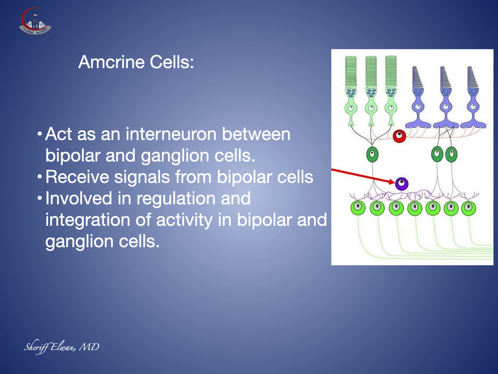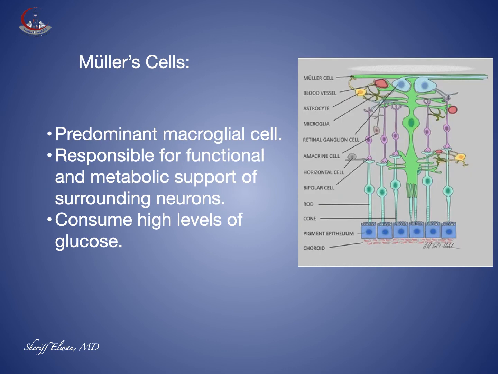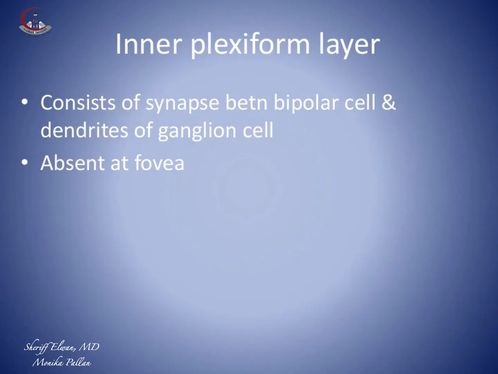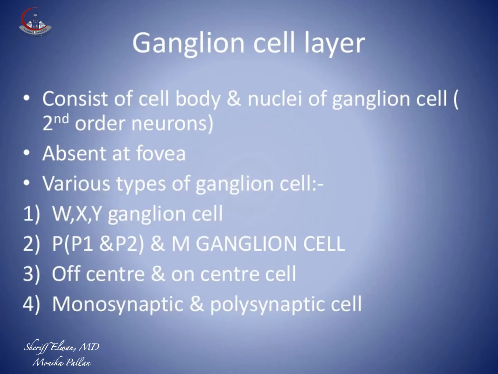and ganglion cells. The Müller cells are the predominant macroglial cells in this part of the retina, responsible for functional and metabolic support of the surrounding neurons, and therefore they consume a very high level of glucose. The inner plexiform layer consists of synapses between the bipolar cells and the dendrites of the ganglion cells, and again are absent at the fovea. As there is no inner nuclear layer, there are no bipolar cells, so there is no inner plexiform layer.